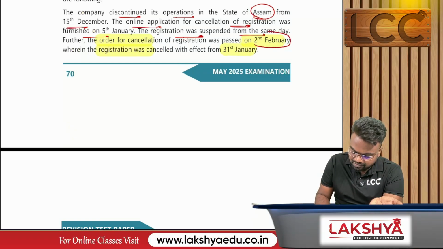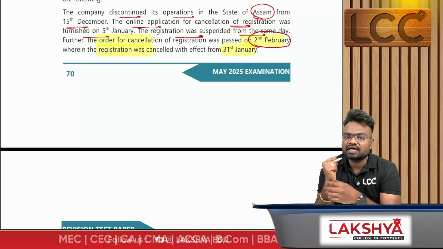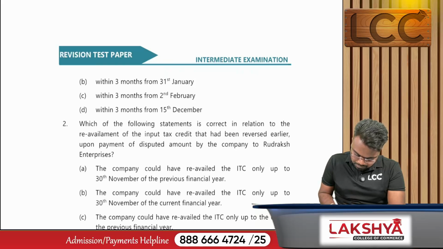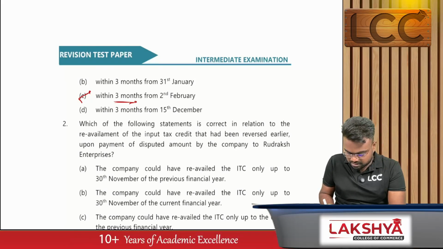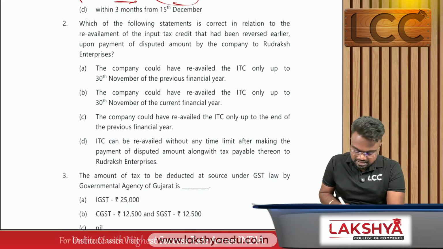That is 2nd February. So the return should be filed within 3 months from the date of 2nd February. That is the answer. So what is the option? Option C. Within 3 months from the date of 2nd February. Okay na? Okay. Second one.